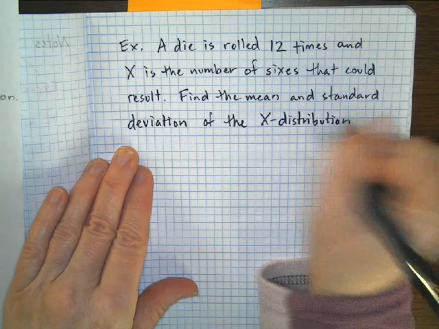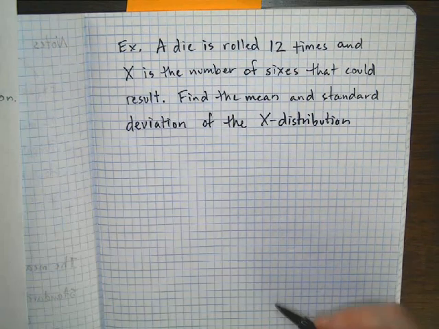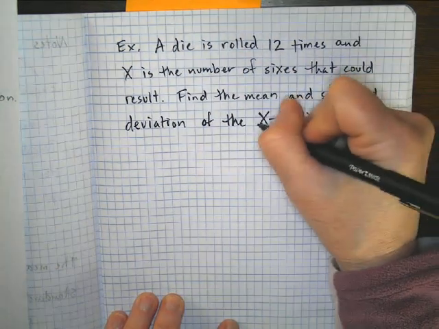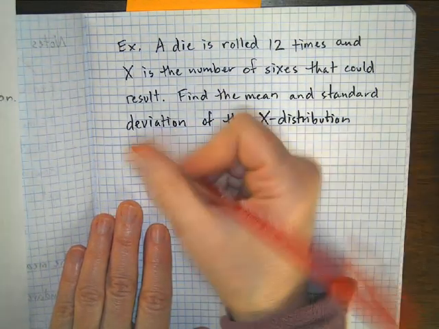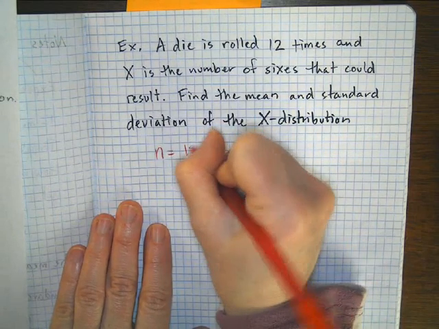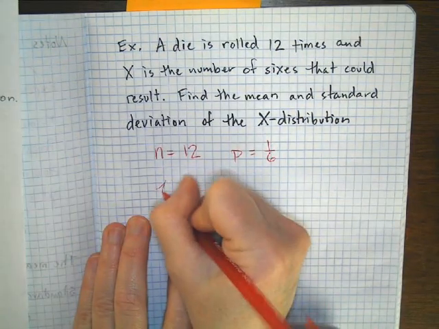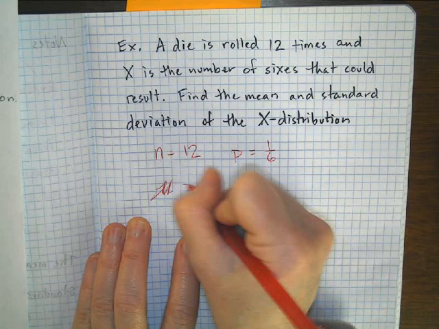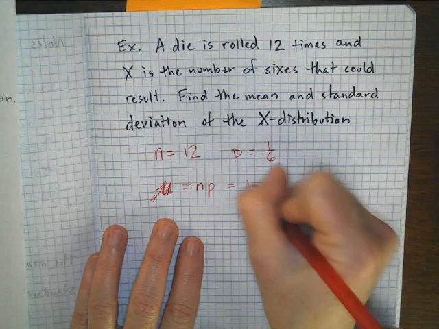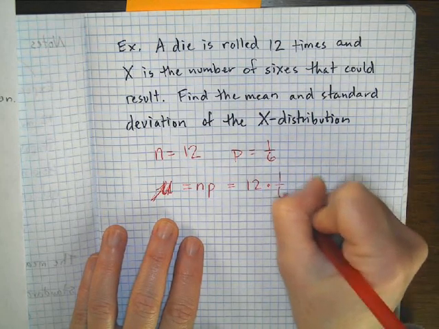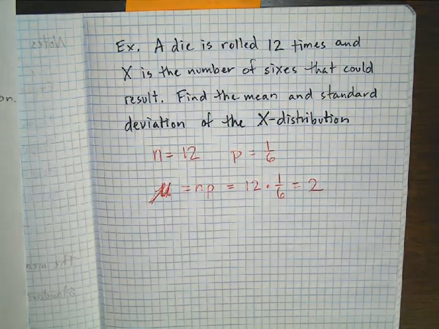Okay, what is X? X is the number of sixes. It's getting a 6. We either get a 6 or we don't get a 6. So our X is getting a 6. So N, how many trials do we have? If we're solving this, we would write down our number of trials is 12. Our probability is equal to 1/6. How do we get the mean? The mean is equal to N times P. So 12 trials, the probability is 1/6. That just equals 2. 12 divided by 6 is 2. Bam, that easy.